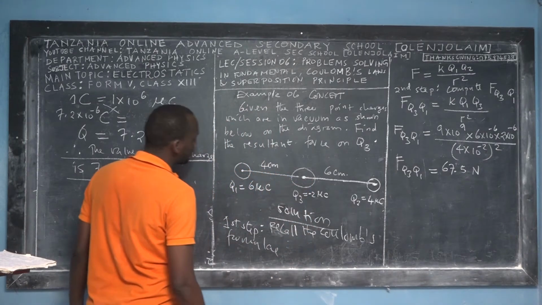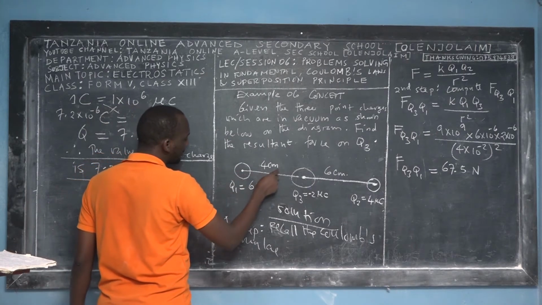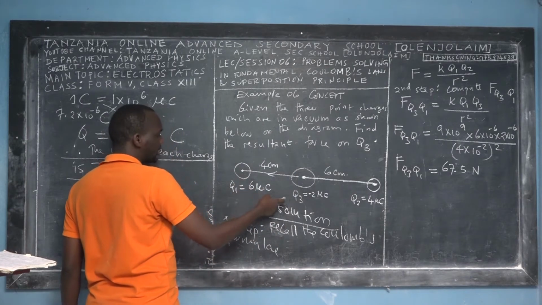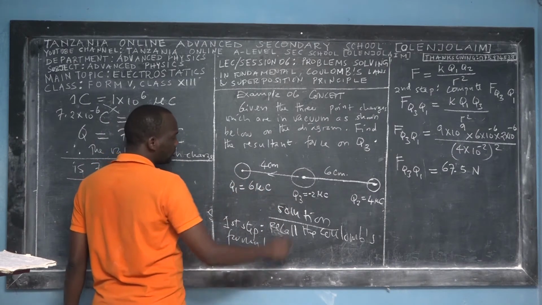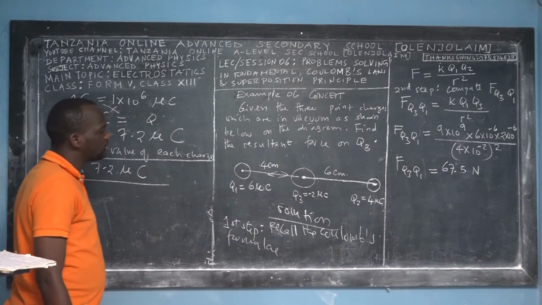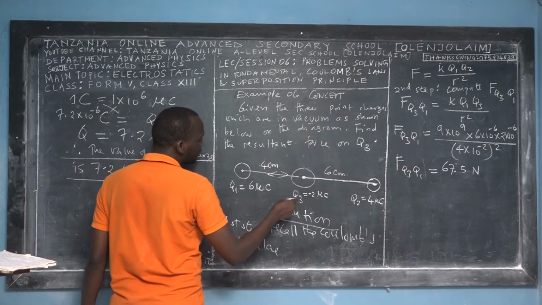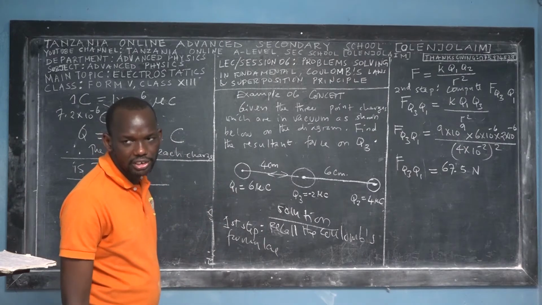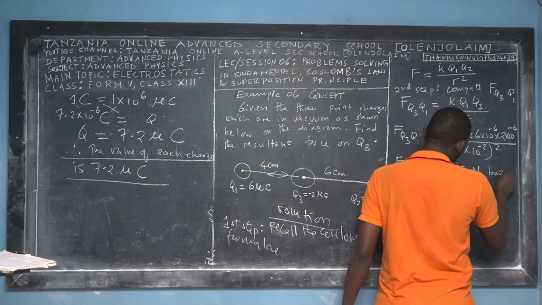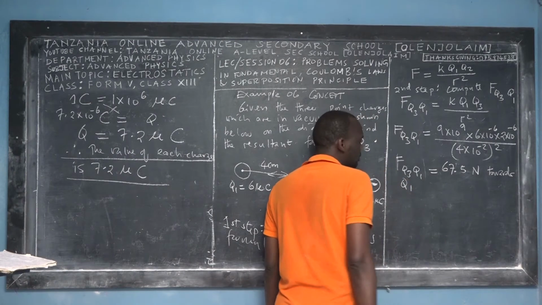So what is going to happen when we have Q1 and Q2 in space? Q1 is going to attract Q2, right? And Q1 is going to attract Q3, isn't it? And Q3 is going to attract Q1. So what does Q3 experience? Q3 is going to be attracted away. So it means that this force is towards Q1.